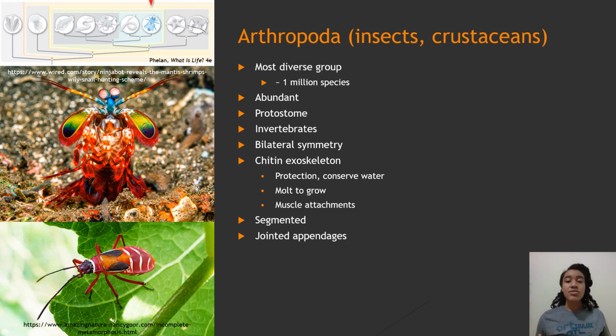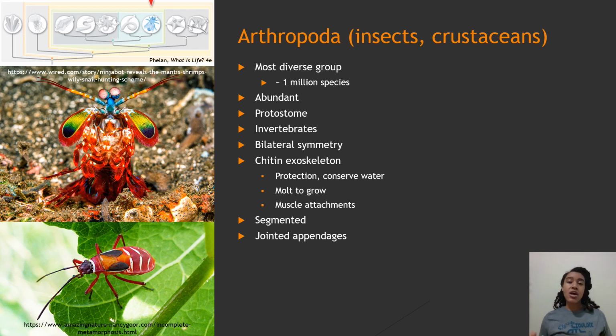And this chitin exoskeleton is really good for protecting the organism from any types of dangers. So protecting it from predators, and also from falls from great heights, they don't die because that exoskeleton helps to protect them.